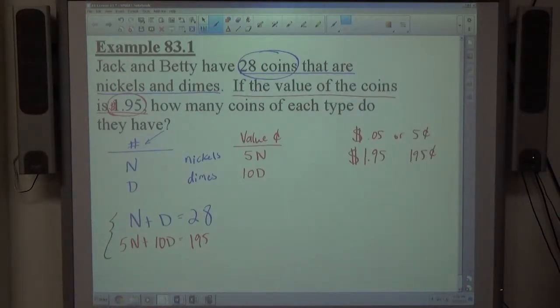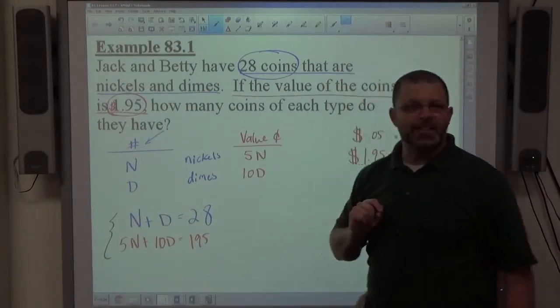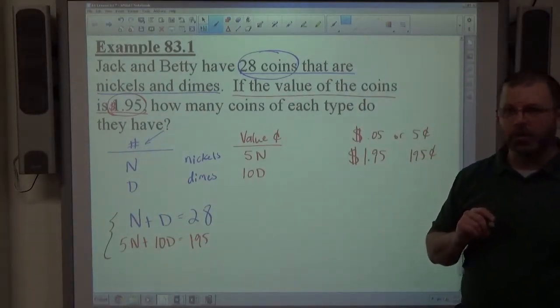We can use those. Elimination. And one thing before I even do elimination, which I will want to do because it's set up better for elimination: notice the red equation on the bottom, 5N plus 10D is equal to 195. Happens very often in coin problems. Every number divides evenly by 5. That is legal, and making numbers smaller is worthwhile.